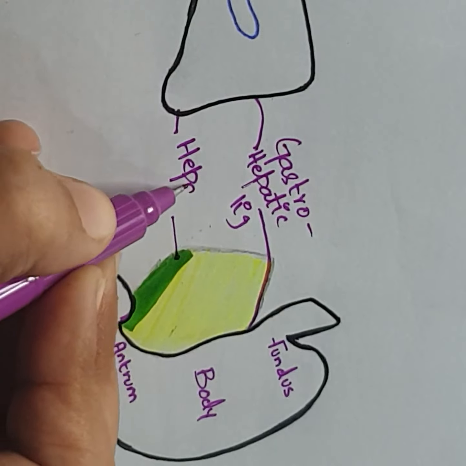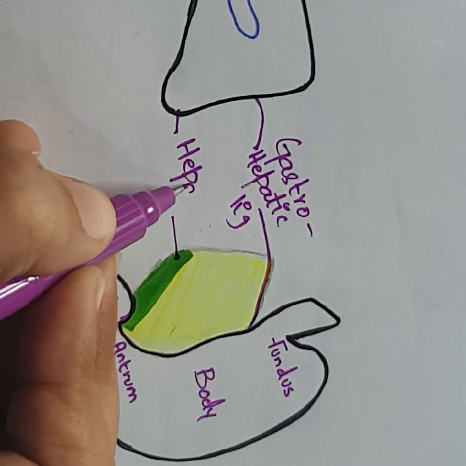So lesser omentum is the double layer of peritoneum. It extends from the liver to the lesser curvature of stomach. So the portion of lesser omentum from the liver to the lesser curvature of stomach is called the hepatogastric ligament, and the portion of lesser omentum from the liver to the first 2 centimeter of duodenum is called the hepatoduodenal ligament. Okay, so now we have discussed omentum, its functions, lesser omentum, its extent, and its attachment.